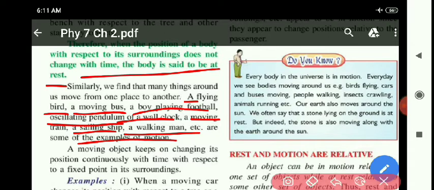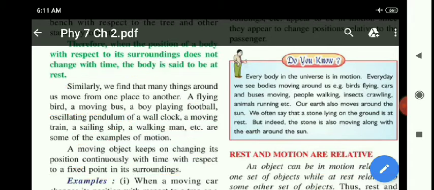A moving object keeps on changing its position continuously with time with respect to a fixed point in its surroundings. So, changing the position with time with respect to a fixed point in the surroundings is known as a body in motion.